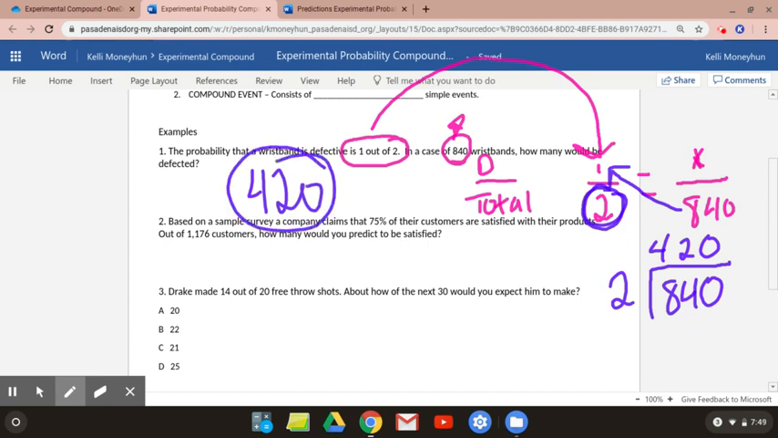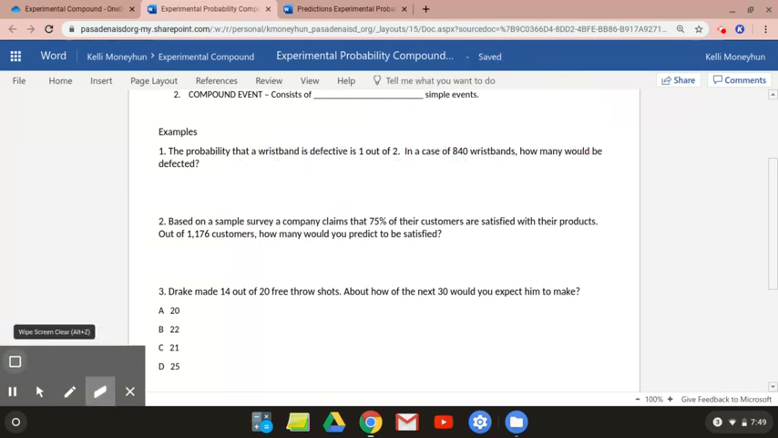Go ahead and pause that and ensure you have it all written down. If you need to rewind it to see how I got to my answer, please do so. Today is the first day that we're doing these predictions in a complex way, so make sure that you understand it, please. All right, next, let's go to number 2.